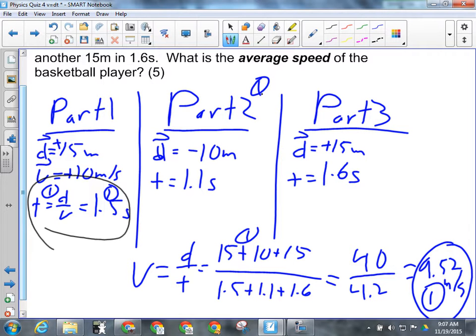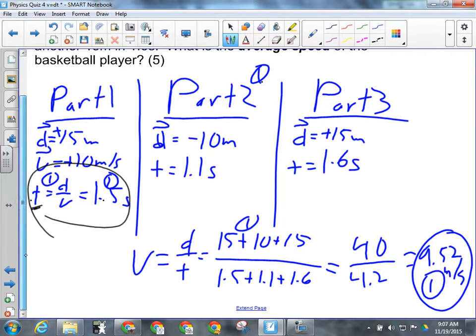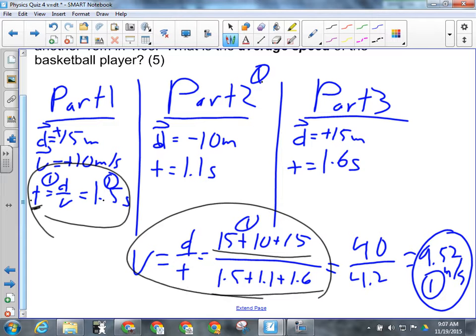Manipulating v equals d over t to solve for t. Give them a mark if they did that manipulation correctly, and give them a mark for 1.5 seconds. Now that I've got all the t's and all the d's, I can add them up to get my total distance, over the total time. If they have a step that looks like that, they get a mark for that. Now we're up to 4 marks, and our final answer is that the person is running at 9.52 meters per second. No direction on that.